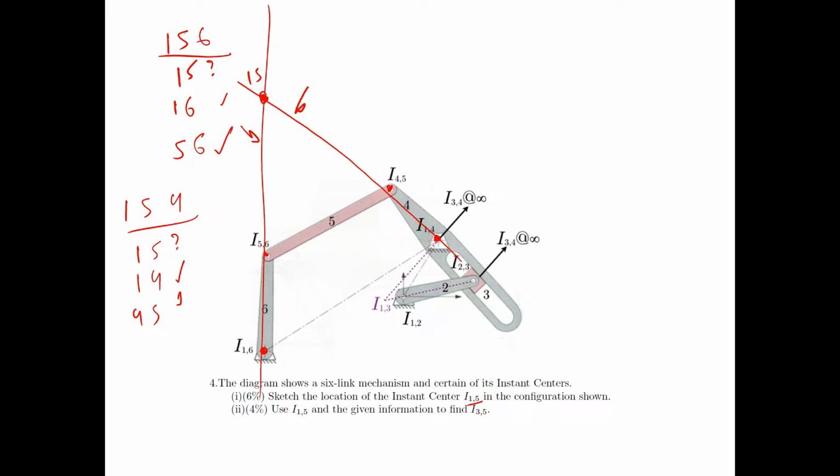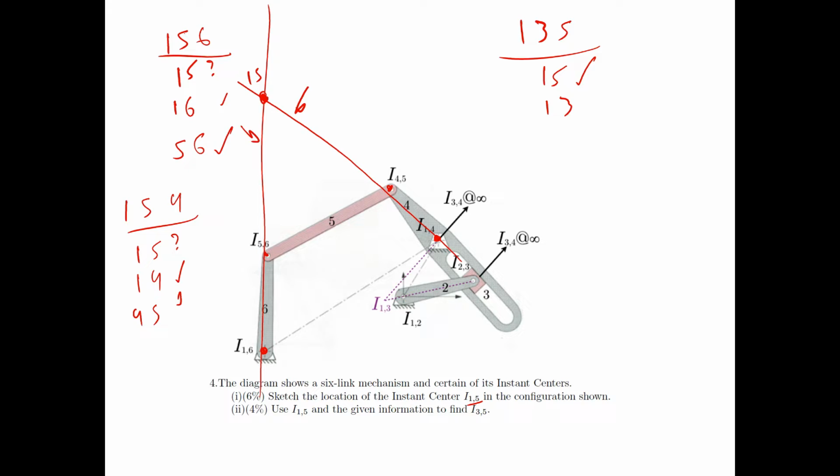Now I need to find 3,5. So again, I'm going to take bodies 3 and 5 in a combination with another one. Now I'm guessing I probably need 1,5 for this. So let's look at 1, 3, 5, that combination. So 1,5 I know, right? It's right there.